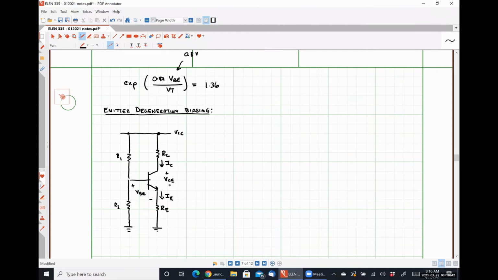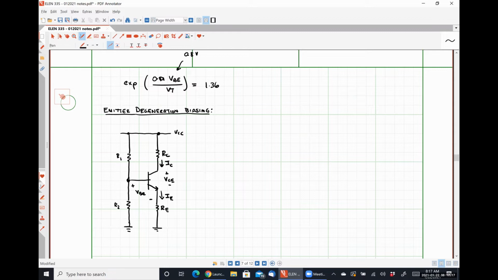Okay. So let's qualitatively talk about what happens when we include this resistor RE, okay? It's going to really minimize variations in the base emitter voltage. And so what I mean by that is that resistor RE has a linear current voltage relationship. It has to, it's just a resistor.